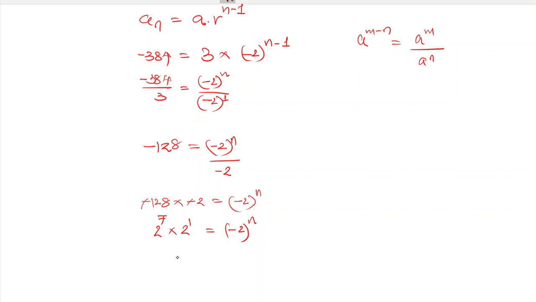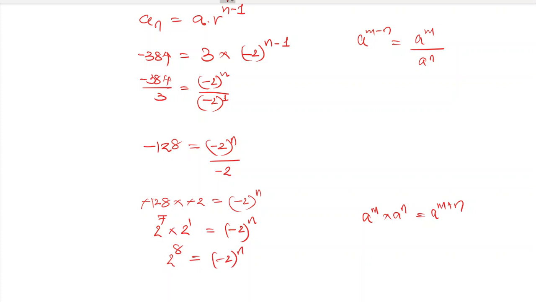Okay, so here you get 2 raised to 8. Which identity I have used? A raised to m into A raised to n is equal to A raised to m plus n, is equal to minus 2 raised to n.